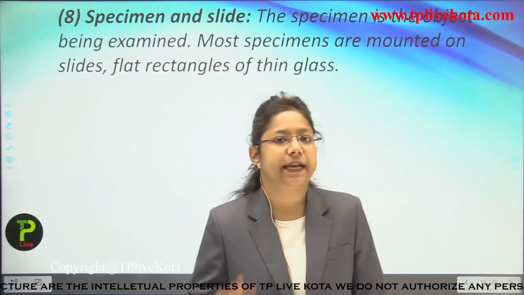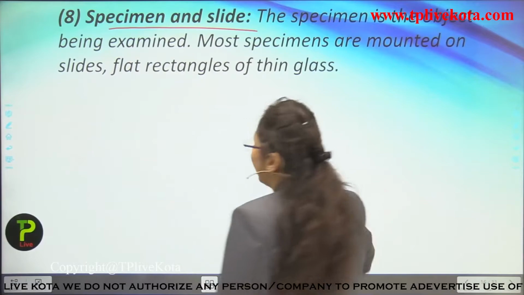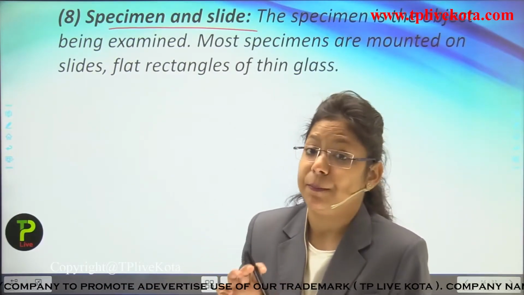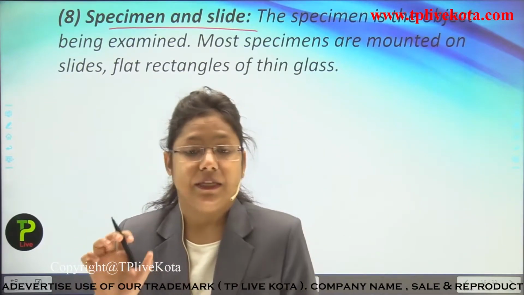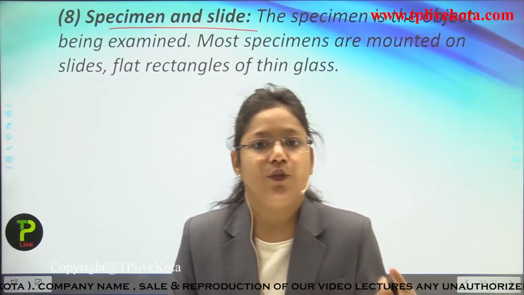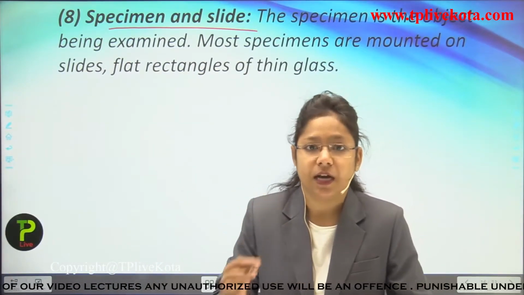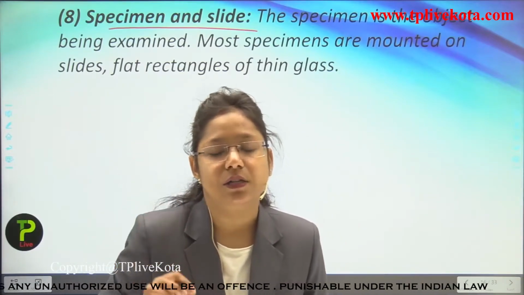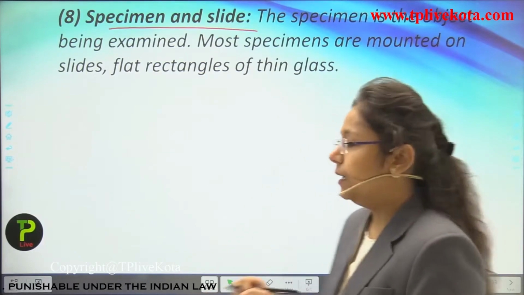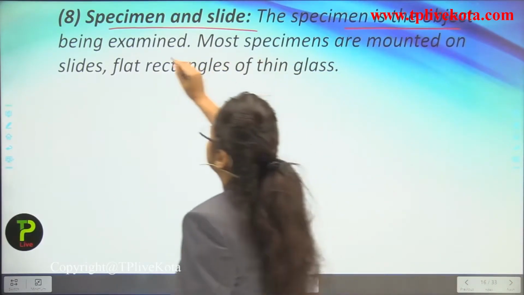Now students, the 8th part is the specimen and slide. So what is the specimen and slide? As I told you, the glass slide is used for preparing the specimen. We are using some kind of cell to see, so we cut it, stain it, put the glass cover over it, and then put it under the microscope. So what is a specimen? The specimen is the object being examined.